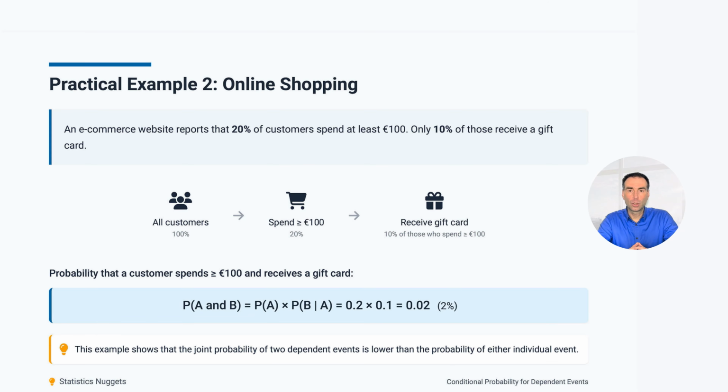Now let's look at a real-world example. Say 20% of your website visitors spend at least 100 euros. Of those, 10% get a gift card. The probability of both events happening, spending 100 euros and getting the gift, is 20% times 10%, which is 2%. This joint probability is always lower than each of the individual probabilities. It's a good reminder that every step in a funnel affects the final result.